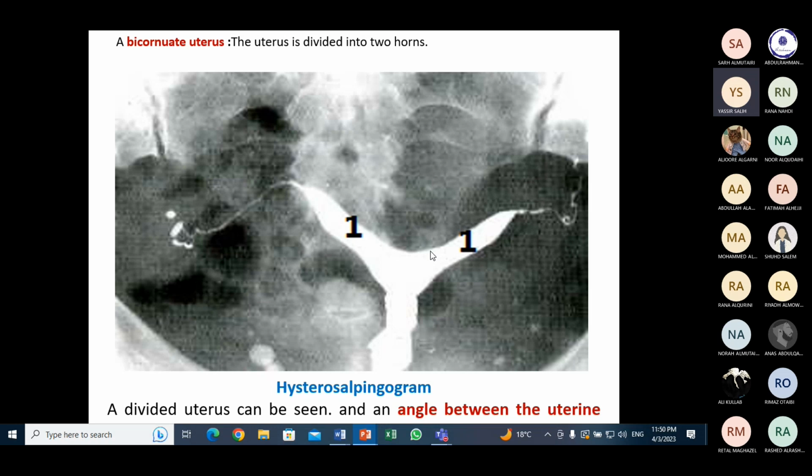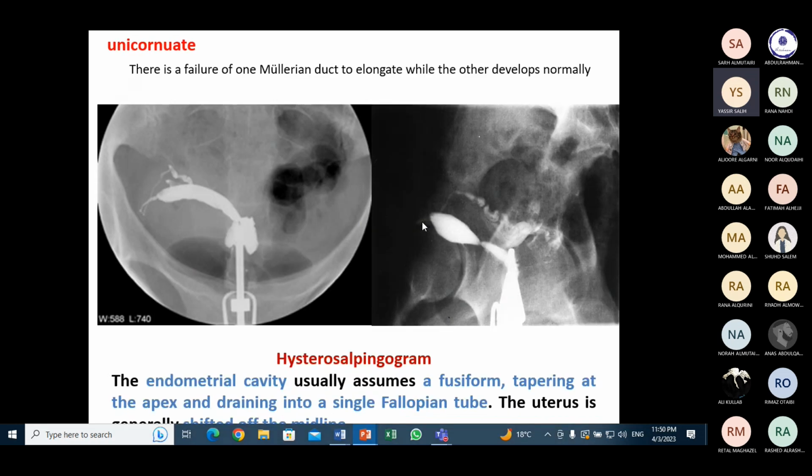105, the angle between the two horns. Also, this is a hysterosalpingogram. Don't miss this example. Okay, now we have something called unicornuate uterus. From its name, instead of two horns, we have only one horn.